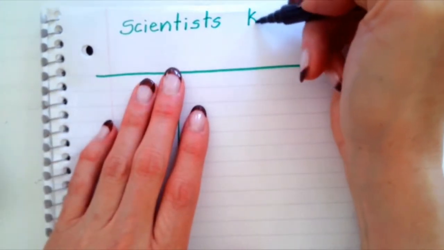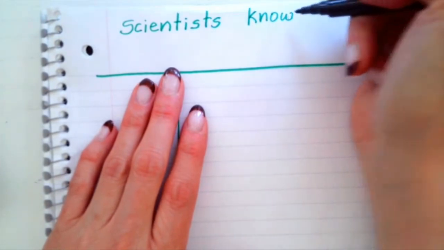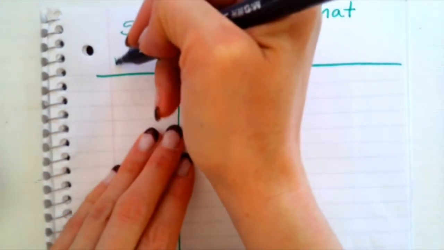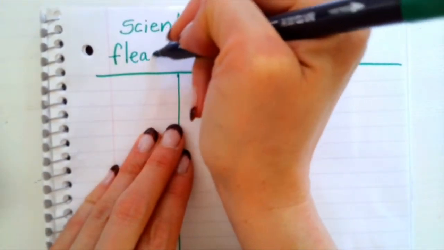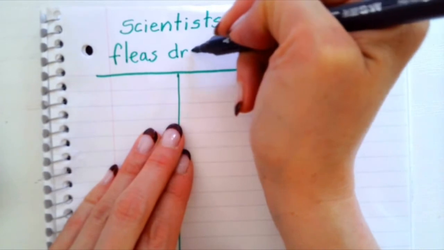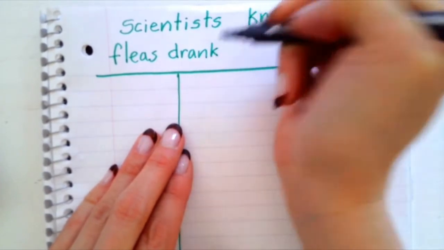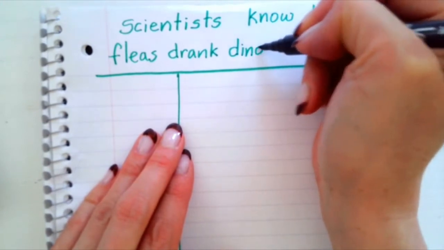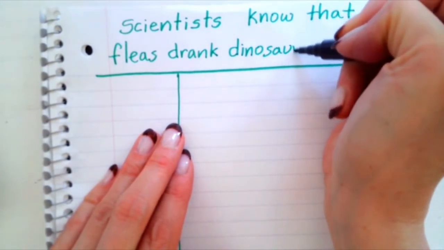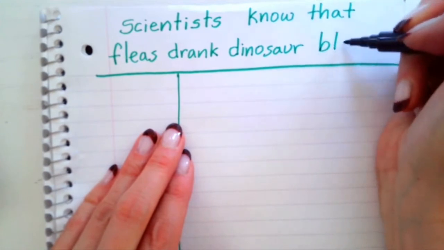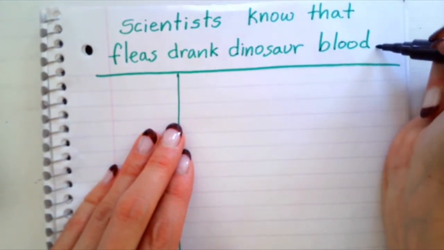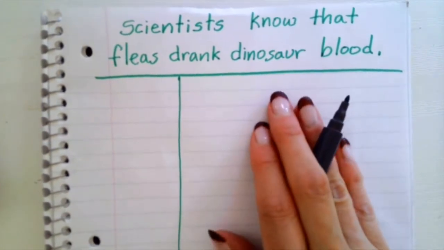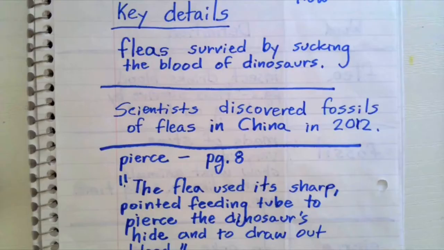Scientists know that fleas drank, let's say, dinosaur blood. I know if somebody walked up and told me that, I'd say, really? How did they know that?